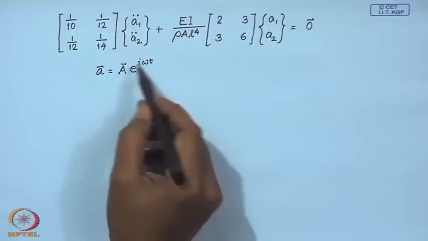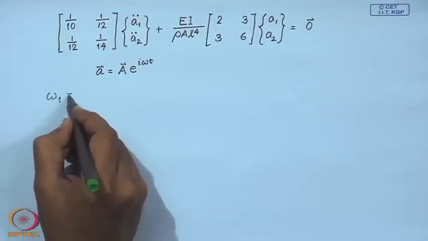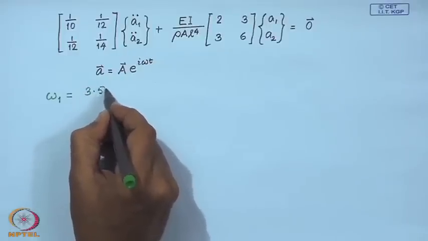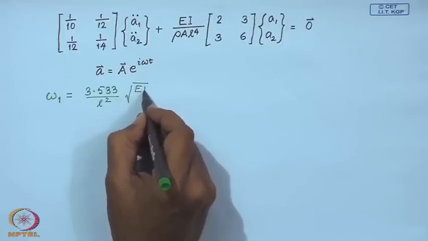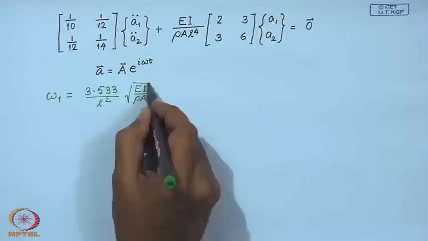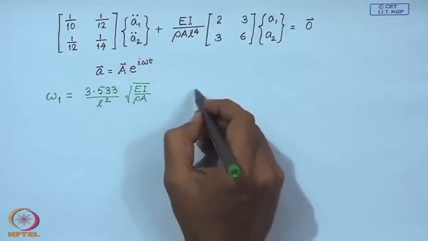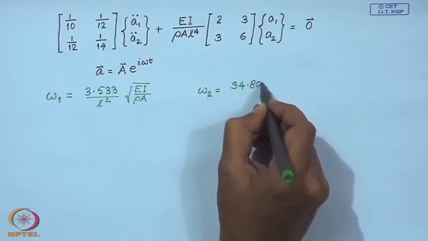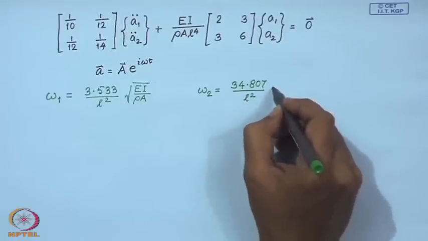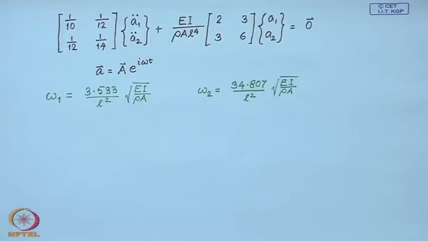So, let us first look at the eigen frequencies. So, when you do this calculation, so this is the first circular eigen frequency of the cantilever beam calculated from this discretized equation, and the second one is obtained like this.